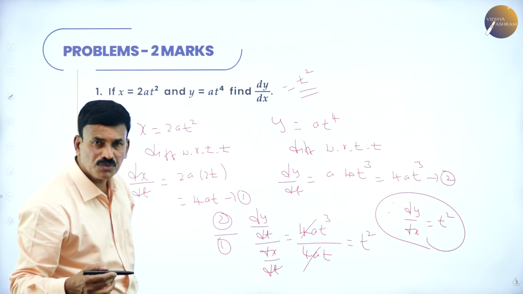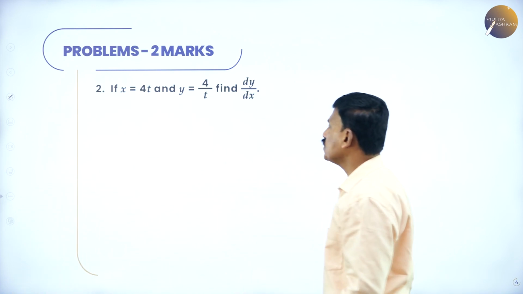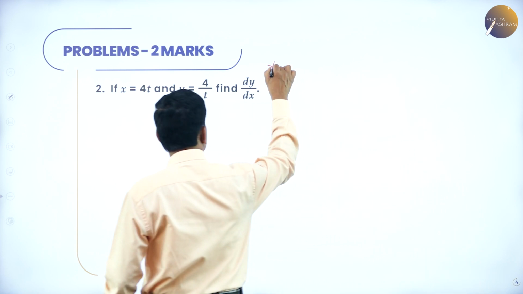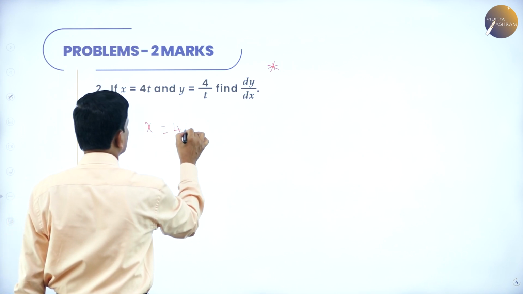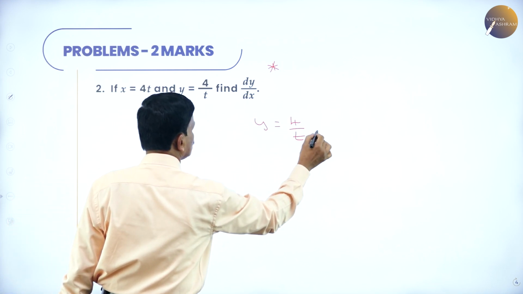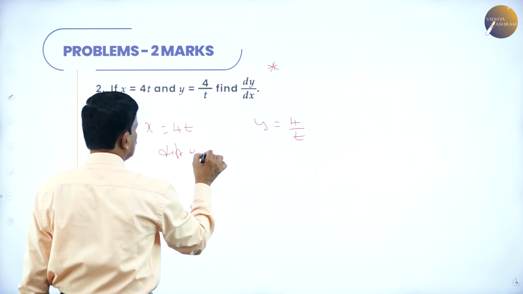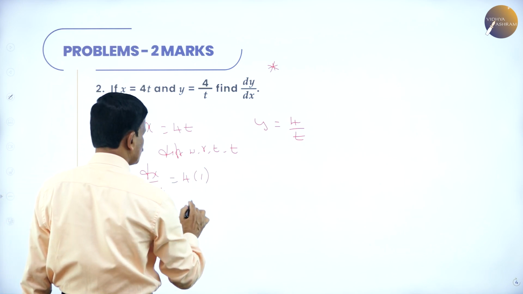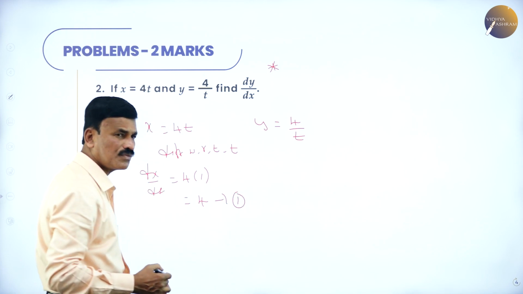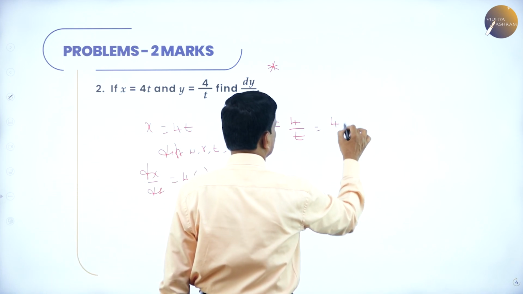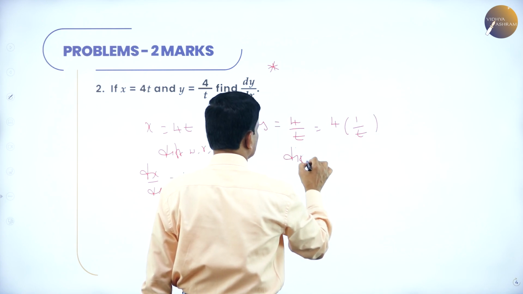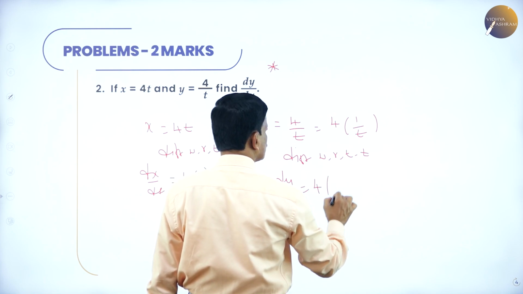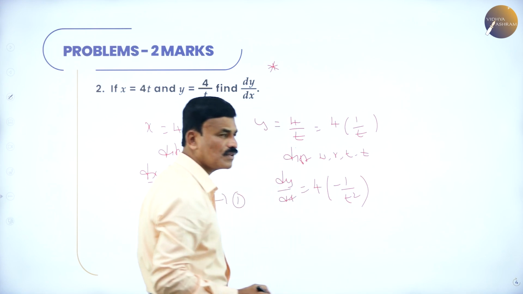Now let us move on to one more example. If x is equal to 4t, y is equal to 4 by t, find dy by dx. This is also important for 2 marks. Now what is given? x is equal to 4 into t and y is equal to 4 by t. Differentiating with respect to t, dx by dt is equal to 4 into differentiation of t, which is 1. This is equal to 4, equation number 1. y can also be written as 4 into 1 by t. Differentiating with respect to t, dy by dt is equal to 4 constant, differentiation of 1 by t is minus 1 by t square.